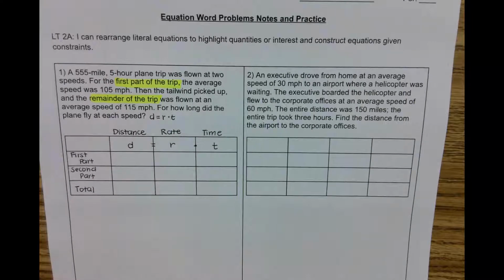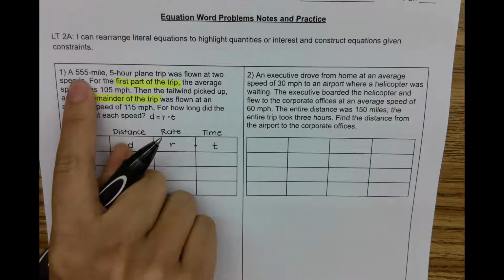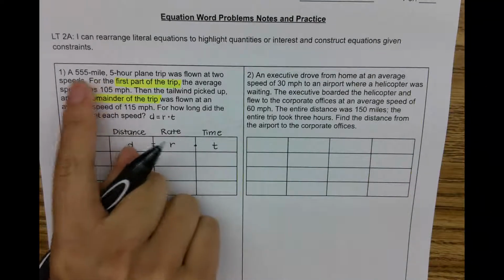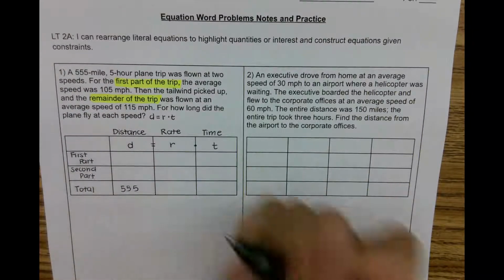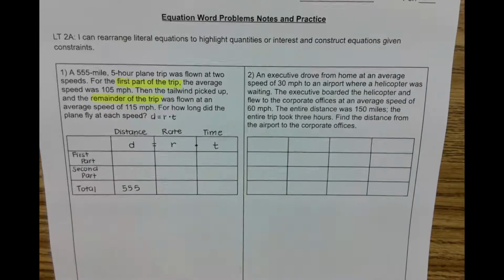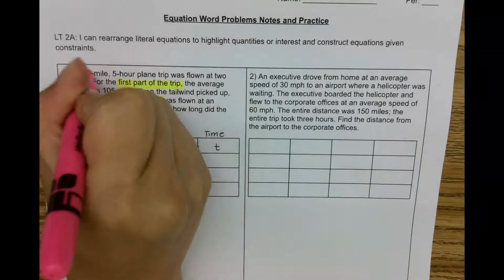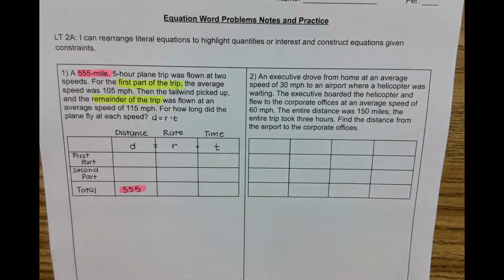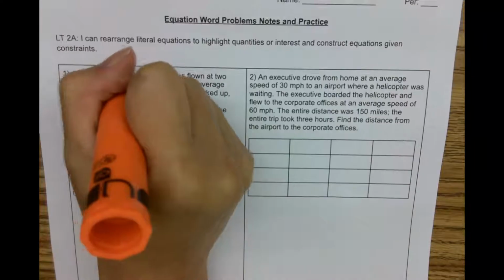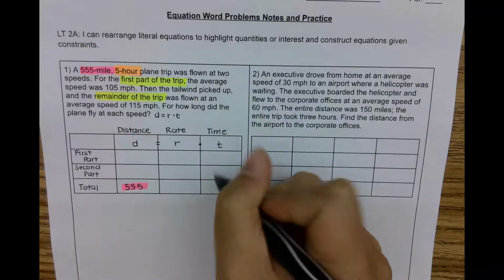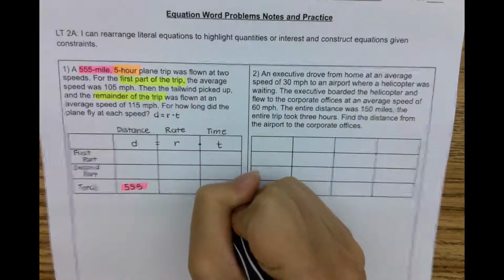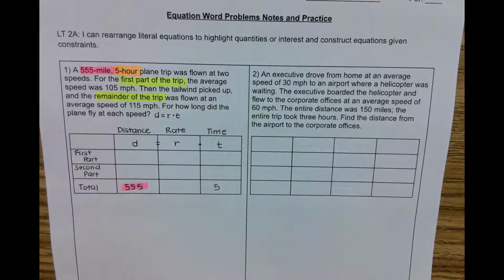Here I know that we traveled 555 miles total, so that's a distance. I'm going to put that here in my distance, and I'm just going to highlight that in pink so we know where that came from. I also know that the trip took 5 hours, so this is a time. I'm going to put that under T, time, for the total. The whole trip took 5 hours.